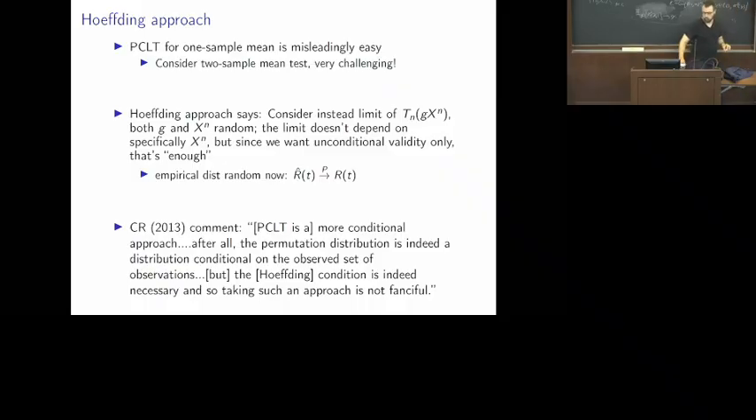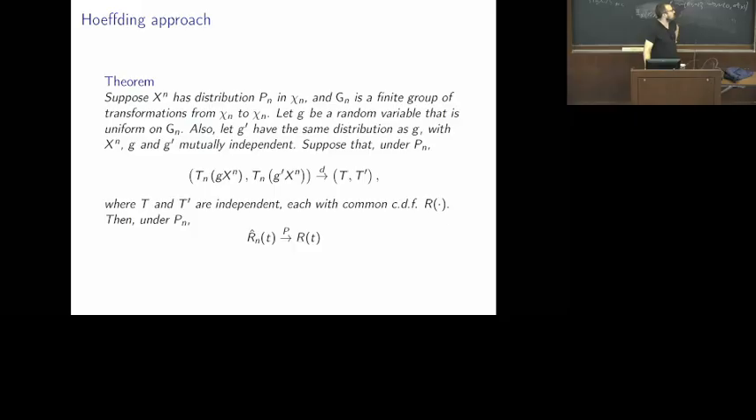If you go to Chung and Romano 2013, a great paper, they have some discussion of how they feel about the difference and how the PCLT is a more conditional approach, which, again, I find more satisfying because it tells you about the randomization distribution that you have, not the one that you have in probability. But they say that, after all, the permutation distribution is indeed a distribution conditional on the observed set of observations, but the Hoeffding condition is, and they show it in this paper, necessary for this. So they conclude it's not fanciful. Bottom line is, whichever one you're able to prove is the one you should use.